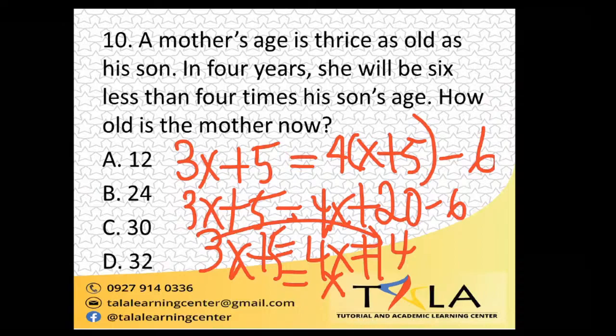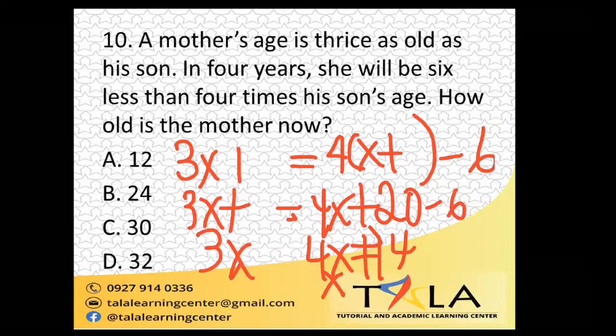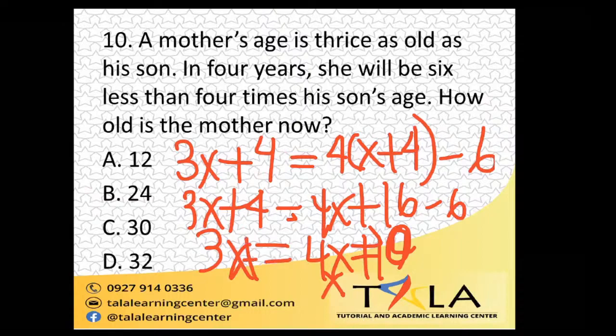Wait. In 4 years. Sorry, in 4 years, why did I put 5? That's why I was getting it wrong. So, in 4 years, 4. So, 4, this must be 16. So, 16 minus 6, that's 10. Plus 4.